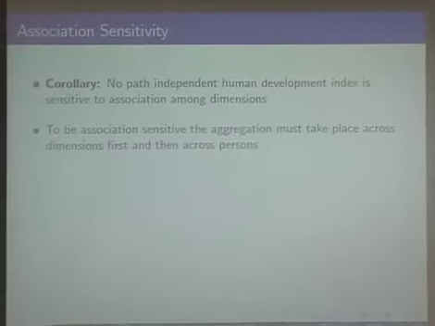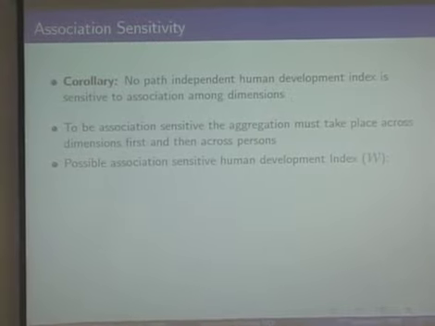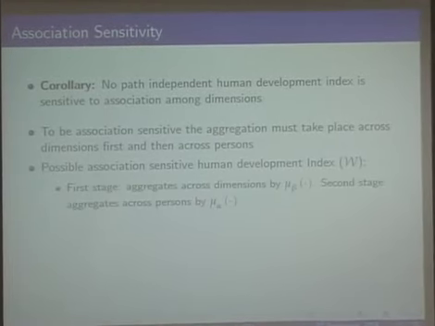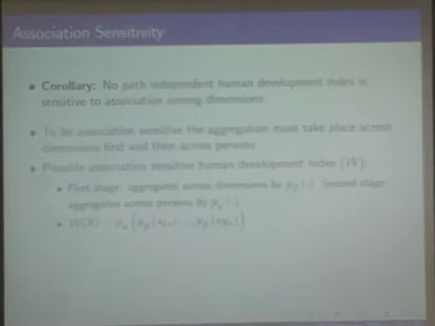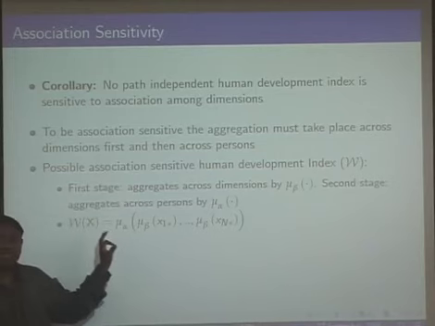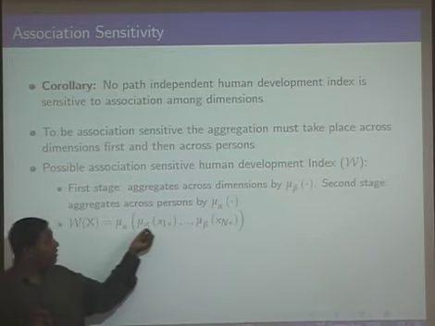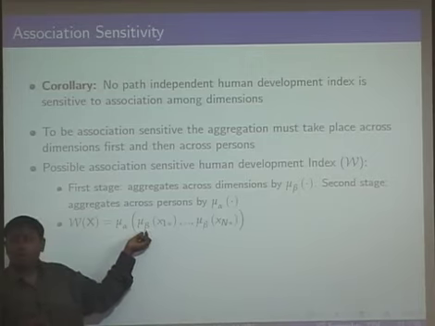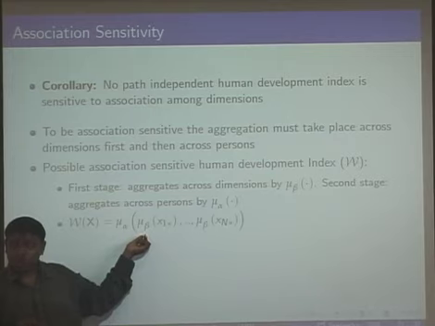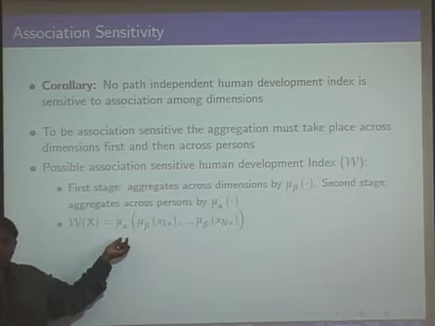Okay, to be association sensitive, assuming that the aggregation takes place in two stages, it could be a possible human development index. It is an extension of the Foster-Lopez-Calva and Zekeli index, where you aggregate first for each individual across dimensions using mu beta. The parameter beta is the substitution parameter between dimensions. In the second stage you apply a parameter alpha, not the same parameter beta as was done by Foster-Lopez-Calva and Zekeli.